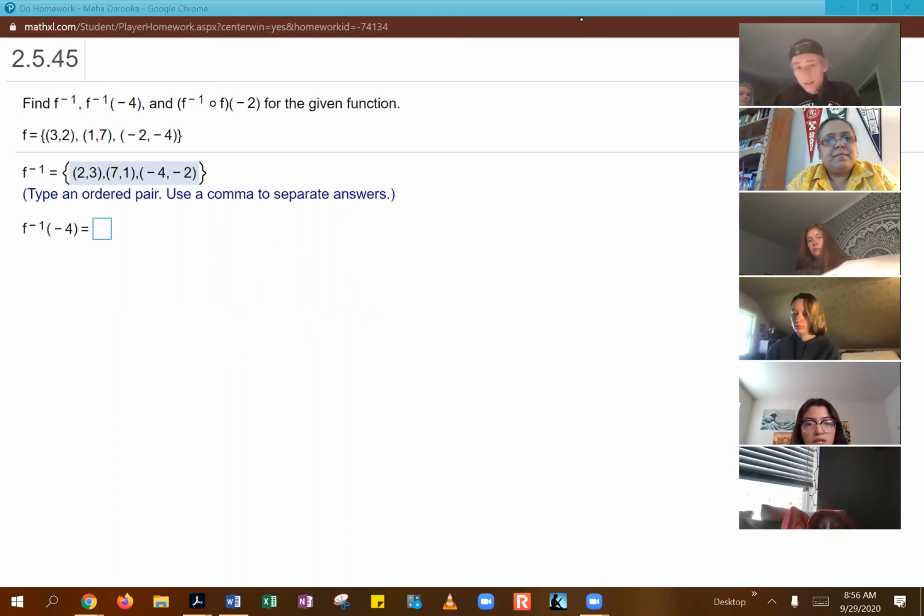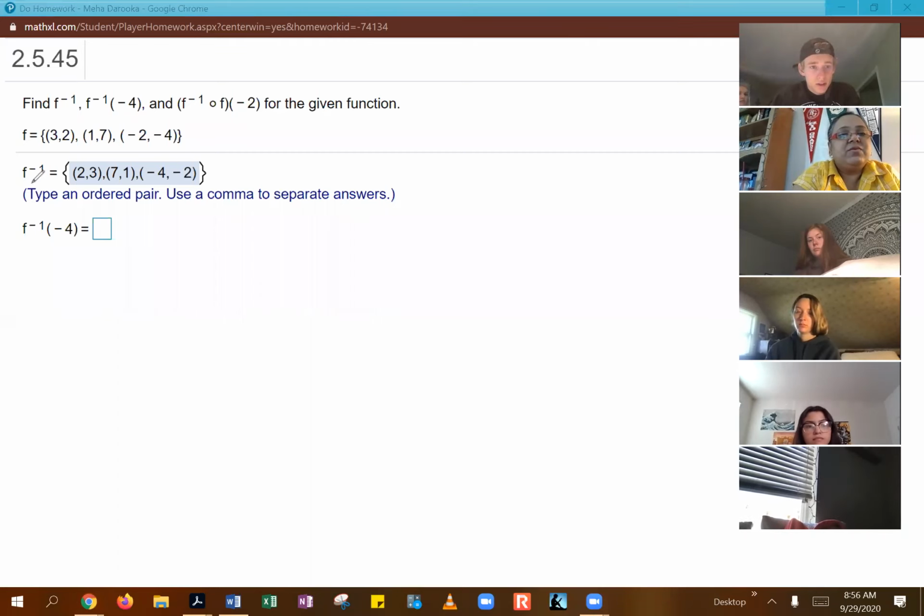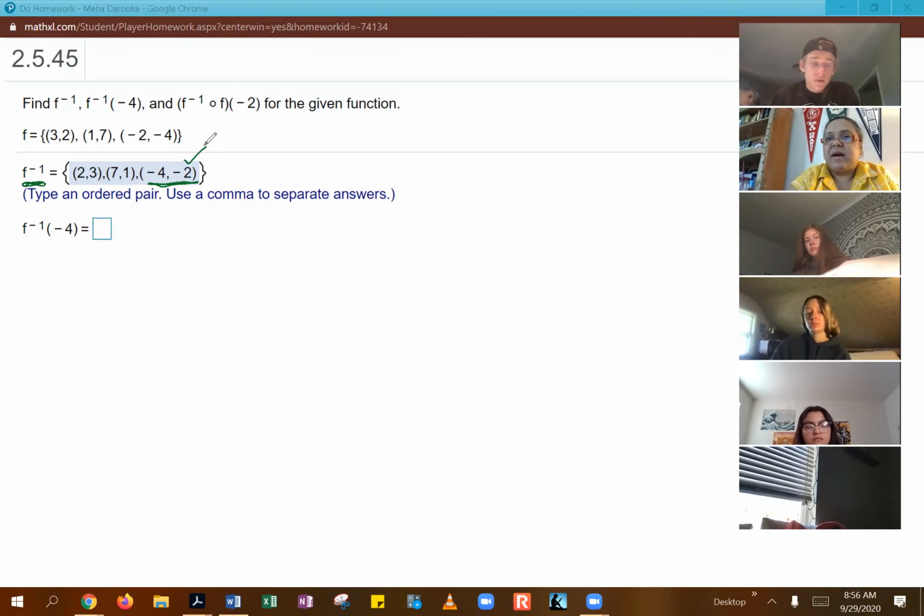Is it -2? Yeah, very nice. So you are looking at the f inverse function, and then you're trying to find the ordered pair where your x value is -4, and you know that's of course going to be the corresponding y value. So -2 is correct. Very nice.